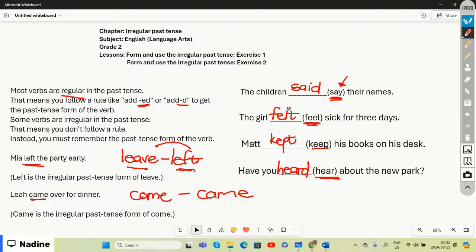So look at these words. These words are the irregular past tense of the words in brackets. And that is why we said that when it comes to the irregular past tense, you cannot follow any rules. The wording changes, and when the wording changes, it just means that you are going to have to remember the past tense form of that specific word.